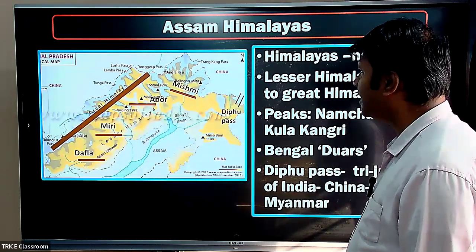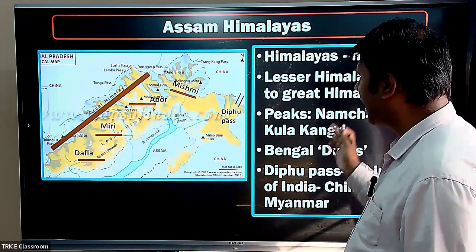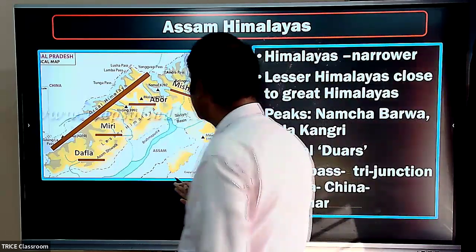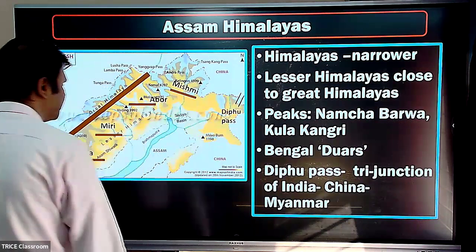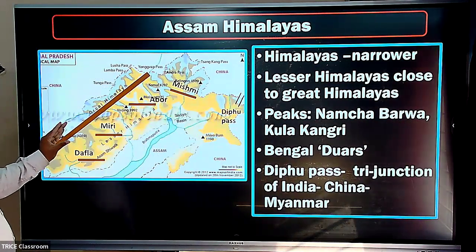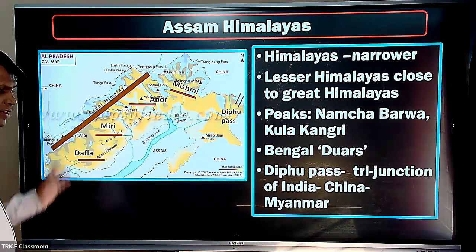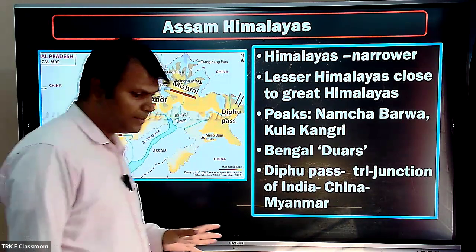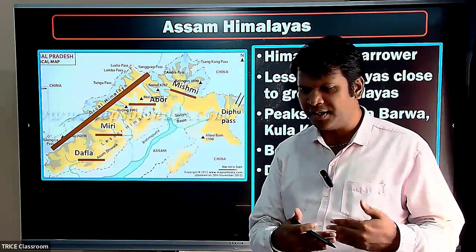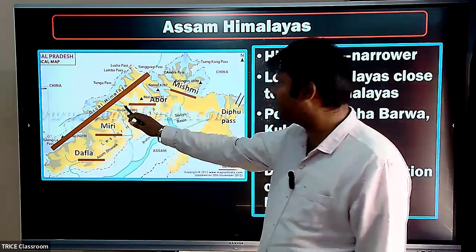Then the Assam Himalayas, again the Assam Himalayas, are a very narrow range of mountains. This is where the Himalayas come to an end. The lesser Himalayas, the middle Himalayas, are very close to the greater Himalayas here. If you look at the North Indian region, because of the syntaxial bend, what has happened? There is a gap between the greater Himalayas and the middle Himalayas. But look at the Assam Himalayas, there is not much of a gap.